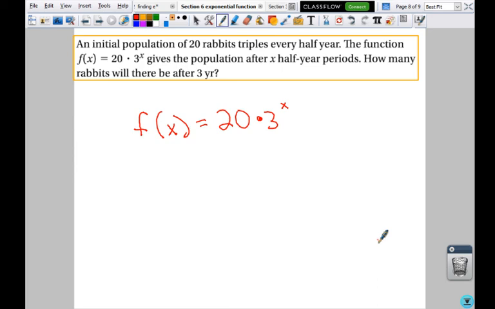Alright, let's start going over this one. I'll do this one on the white board. So, we want to know how many rabbits will be there after 3 years. Help me out on this first one, Luis. What does x represent in here? Not what are you going to plug in for x? What does x represent?